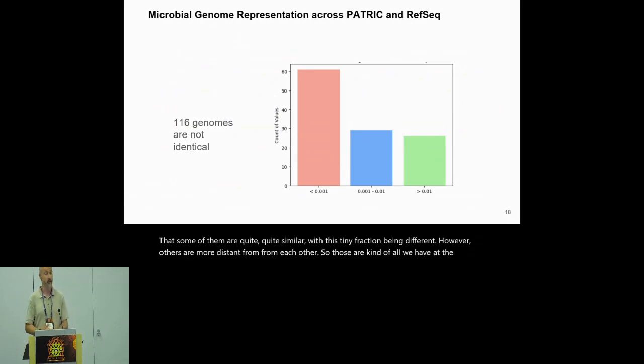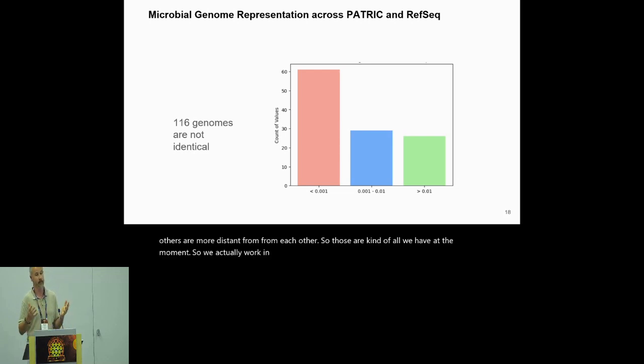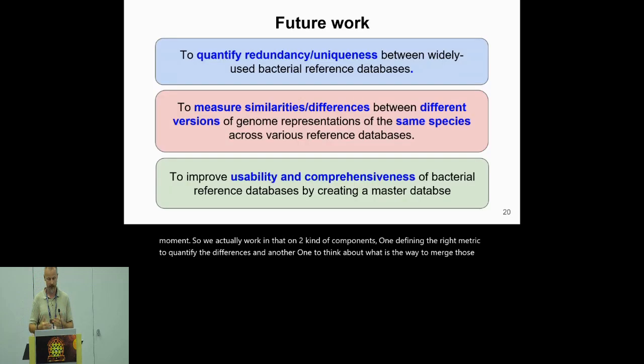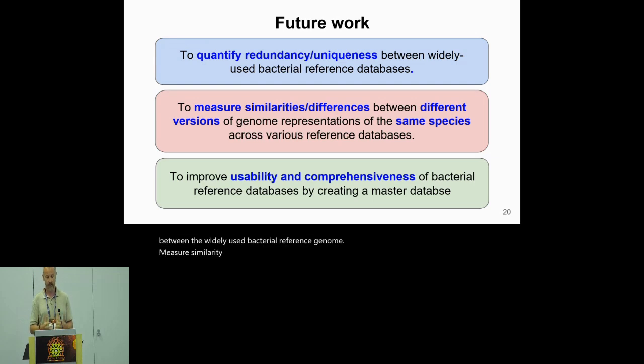We are actively working on two components. One is defining the right metric to quantify the differences, and another is thinking about the way to merge those genomes. For the future direction, we would like to quantify redundancy and uniqueness between the widely used bacterial reference genome databases, measure similarity, and eventually create a master database, which we think will be better to use than each individual database.